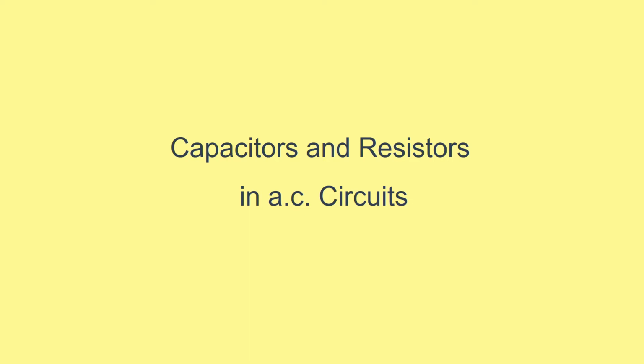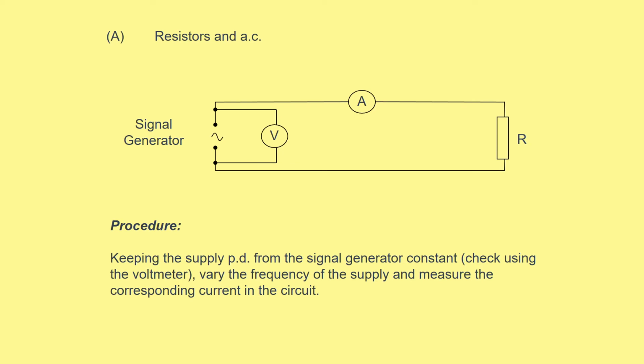Capacitors and resistors in AC circuits. First of all, looking at resistors in AC circuits, if we connect a voltmeter across an AC signal generator, we can determine what the voltage is going to be across the resistor connected in parallel with it. By keeping the supply potential from the signal generator constant, we can check using the voltmeter. We vary the frequency of the supply and measure the corresponding current in the circuit.